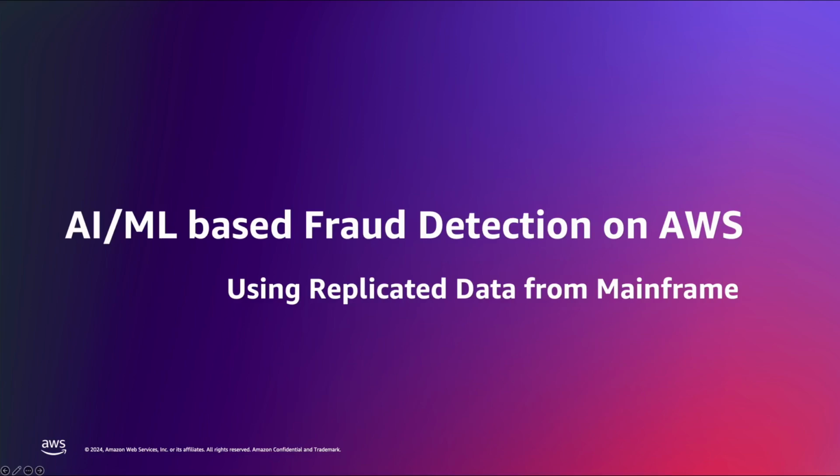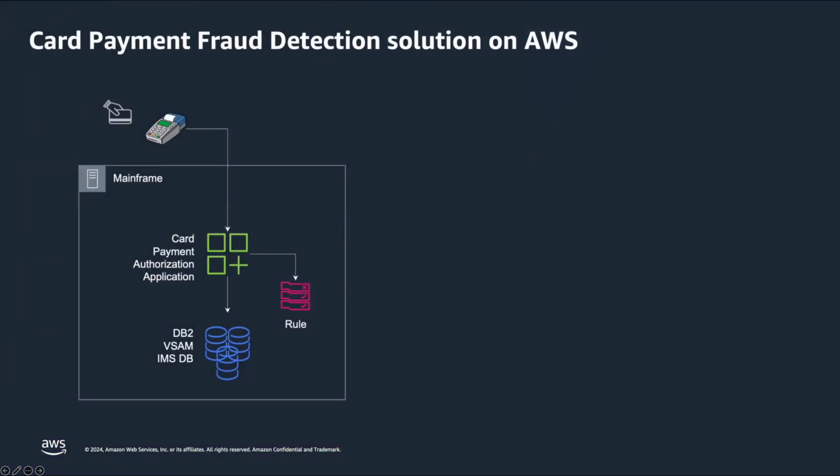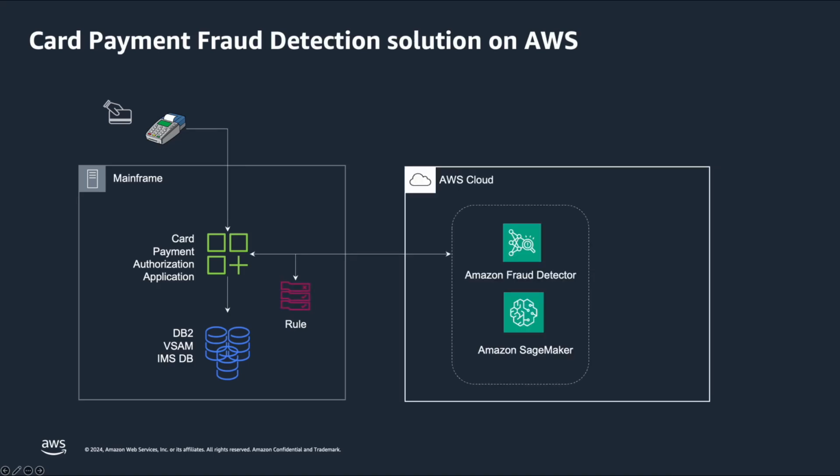In this video, we are going to show you how you can build an AI/ML-based card fraud detection solution on AWS. In this use case, the card payment authorization application is running on z/OS mainframe system and using static business rules to approve or decline. The legacy application is enhanced to make a real-time call to AWS to get a fraud score generated by Amazon Fraud Detection Service or any other AI/ML model built using SageMaker.